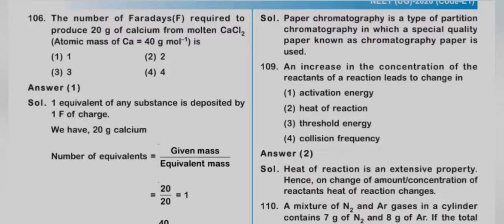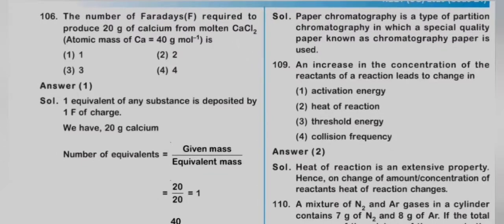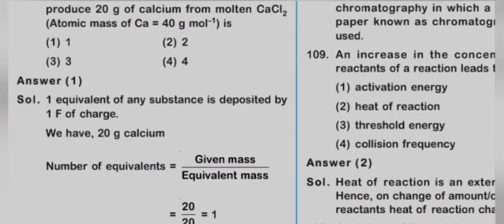The number of Faradays required to produce 20 gram of calcium from molten calcium chloride, atomic mass of calcium is 40 gram per mole. So the answer will be 1 Faraday. How is it 1 Faraday?